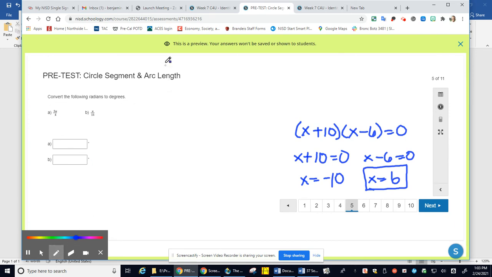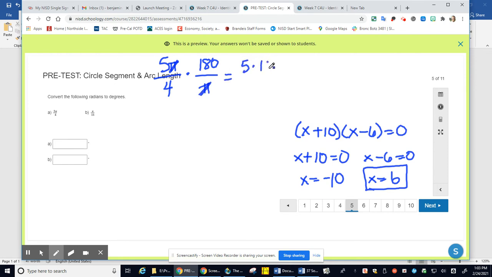So let's see, 5 pi over 4 times 180 divided by pi. Okay, so our pi's cancel out. So we're basically left with 5 times 180 divided by 4. So 5 times 180, that's 900. If I divide that by 4, that gives me 225 as the degree.